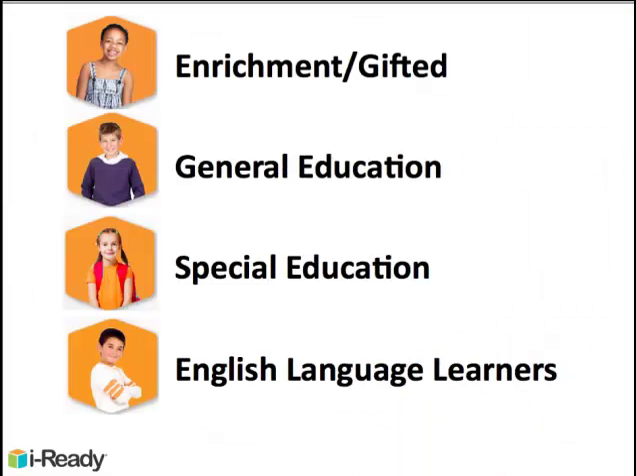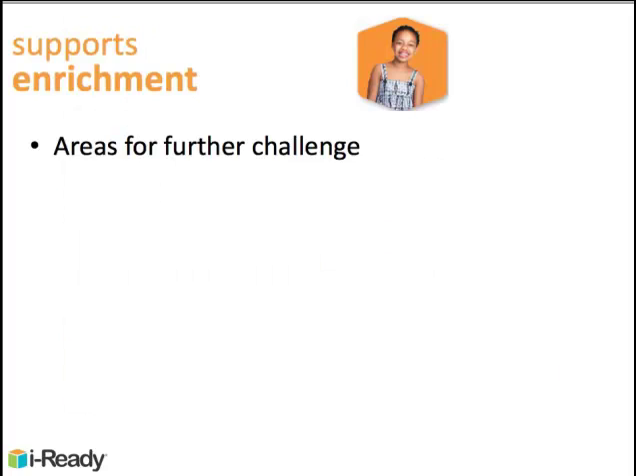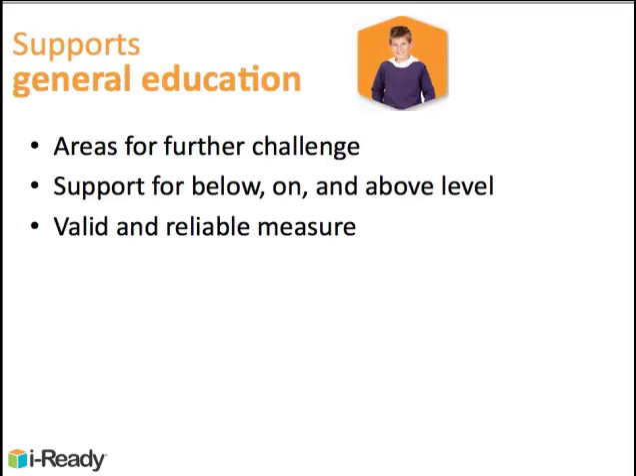Diverse student groups experience success with iReady largely due to its adaptive nature, meeting students in their zone of proximal development, but also because the structure of the program supports different learners. With respect to students needing further enrichment, general and special education populations, and English language learners, iReady incorporates numerous forms of support. The diagnostic adapts across multiple grade levels, providing insight into the areas where your gifted students are ready to be further challenged. Because of this adaptivity, iReady is able to support students who are performing below, on, and above level, providing a valid and reliable measure of growth for your entire district.